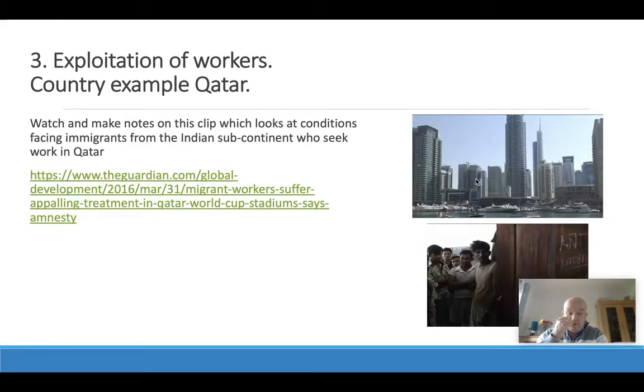Other examples of exploitation of workers. This is in Qatar, and some of you may be familiar that the Qataris are investing humongous amounts of money in development and building of stadia for the World Cup and various other things, attempting to show the world how advanced they are. Some of the working conditions facing some of the immigrants from the Indian subcontinent are truly, truly awful. Again, there is a link there for you to take a look at and add to your notes.